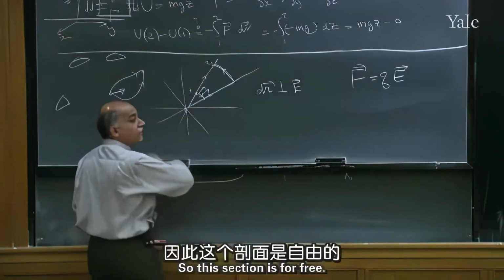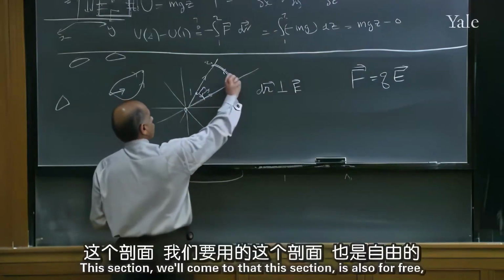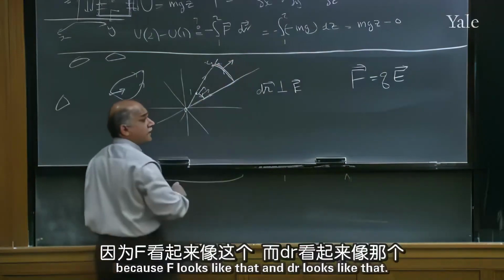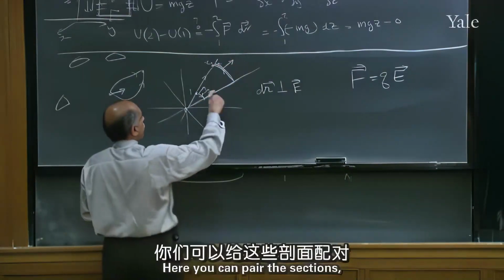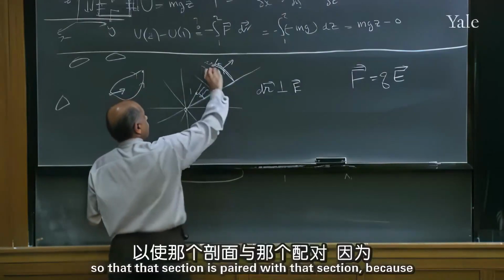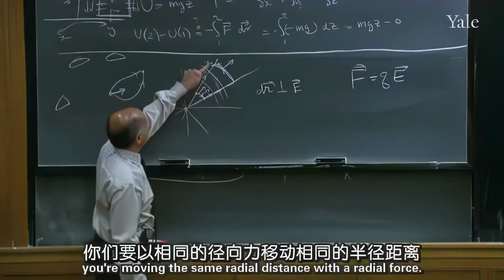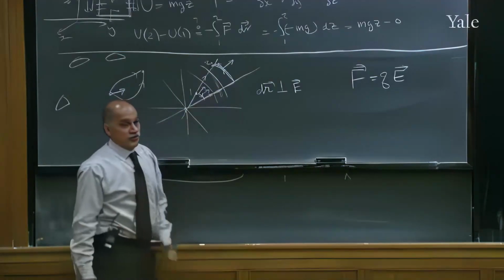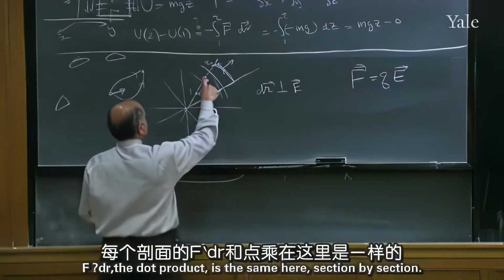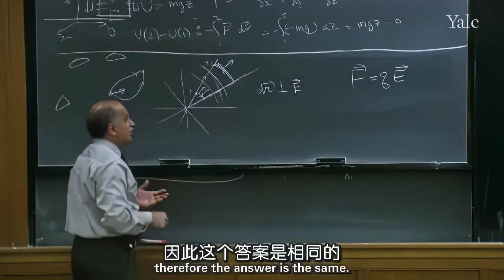So this section is for free. This section, we'll come to that. This section is also for free because F looks like that and dr looks like that. Here, you can pair the sections so that that section is paired with that section because you're moving the same radial distance with the radial force. F dot dr, the dot product is the same here, section by section. Any work you do here, you're doing here. Therefore, the answer is the same.